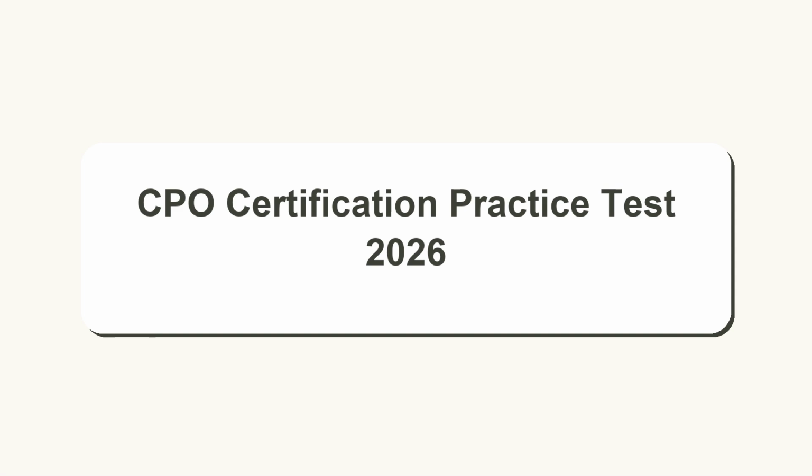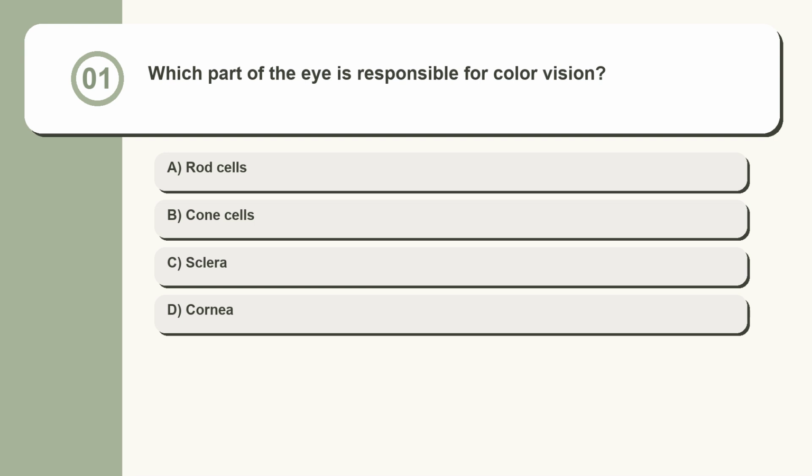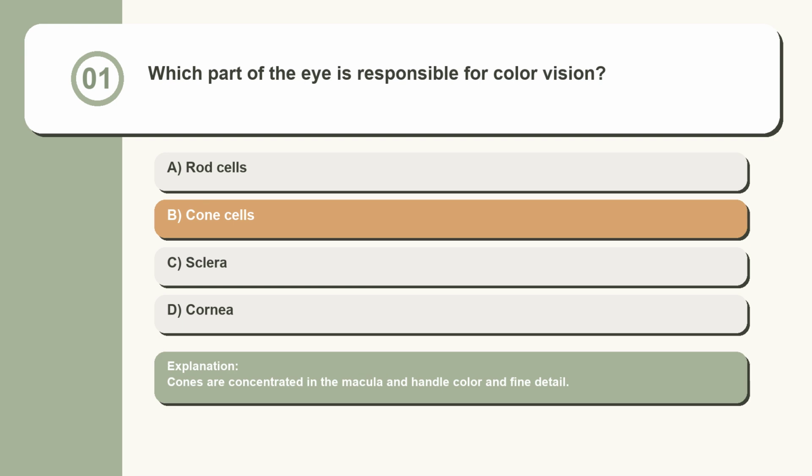CPO Certification Practice Test 2026. Question 1. Which part of the eye is responsible for color vision? Rod cells, cone cells, sclera, cornea. Cones are concentrated in the macula and handle color and fine detail.